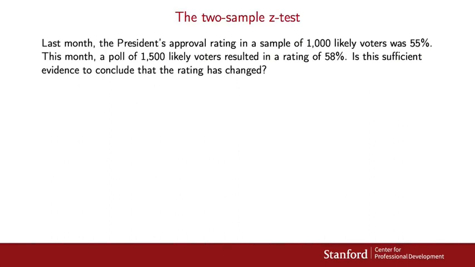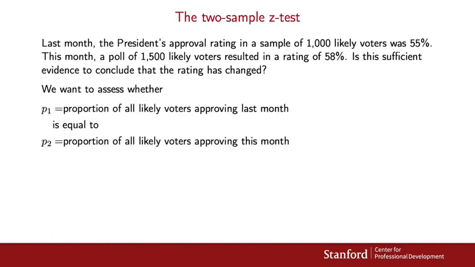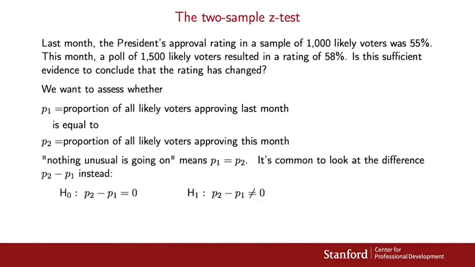The first step is to find a way to write this down as a null hypothesis. So what we do is we write P1 for the proportion of all likely voters which approved last month, and P2 for the proportion of voters approving this month. So remember, the null hypothesis means that nothing unusual is going on. So that means P1 equals P2. It's easier to look at the difference of these two numbers, and then the null hypothesis becomes that the difference is 0, and the alternative is that the difference is not equal to 0. Of course, each proportion is estimated by its corresponding percentage.